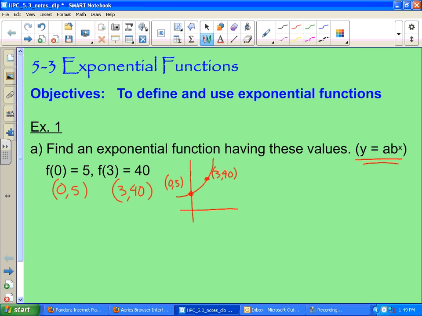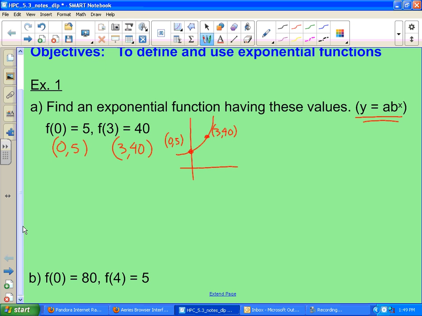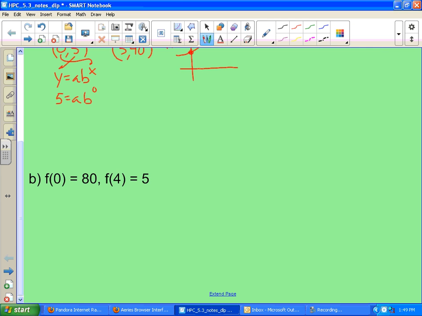Ideas? Plug in. Exactly. What do I plug in for? Y's and x's. Very good. So I take my y equals a b to the x and plug in my y of 5 and my x of 0, and we get 5 equals a b to the 0 power. A would equal 5, because b to the 0 is just 1.